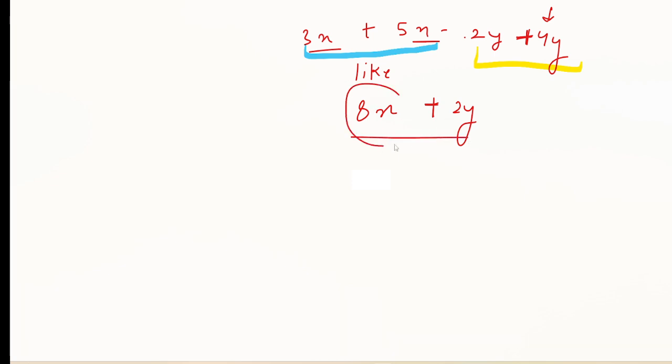Can we add 8x and 2y? No. Why? Because they are unlike terms. One has x, the other has y. So we cannot add unlike terms, or subtract them as well.